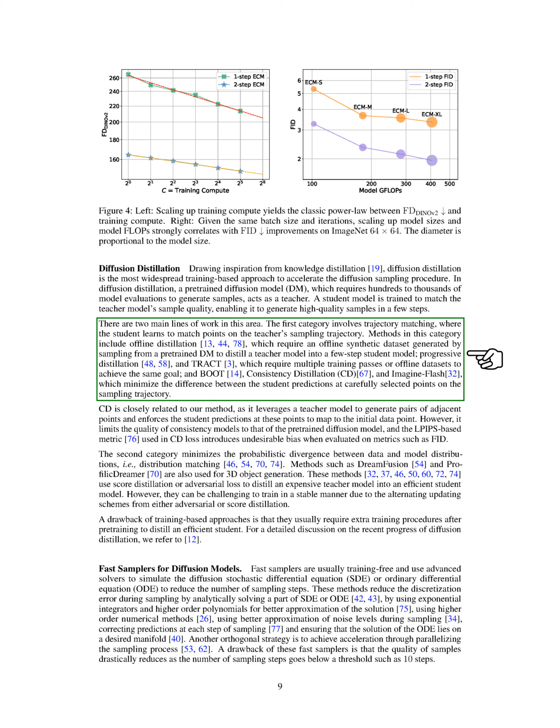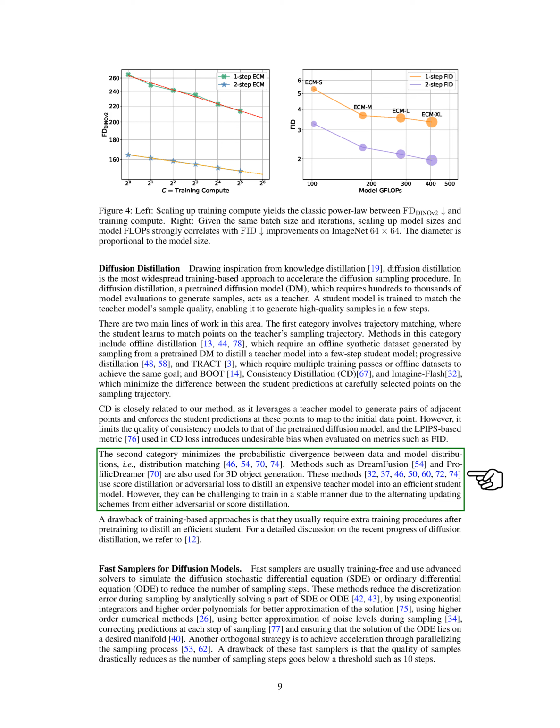While trajectory matching methods like offline distillation, progressive distillation, and consistency distillation, CD, focus on matching points on the sampling trajectory, distribution matching methods like DreamFusion and ProlificDreamer use score distillation or adversarial loss to distill knowledge from a complex teacher model to a simpler student model. However, training these models can be challenging due to alternating updating schemes.